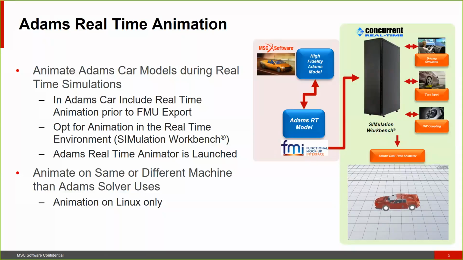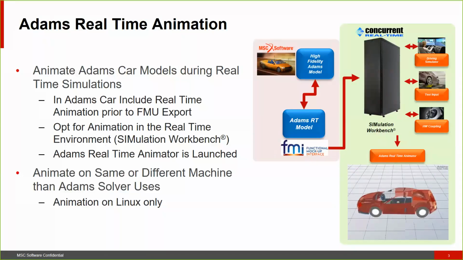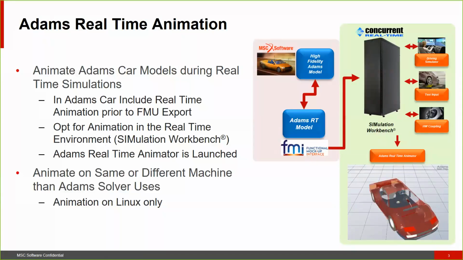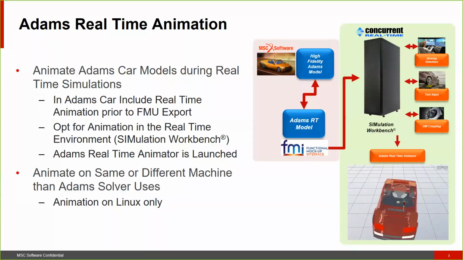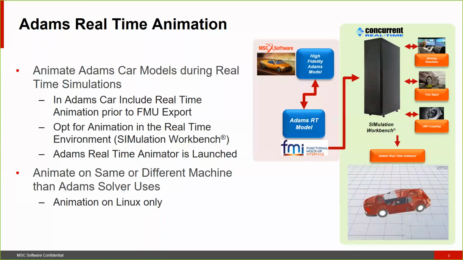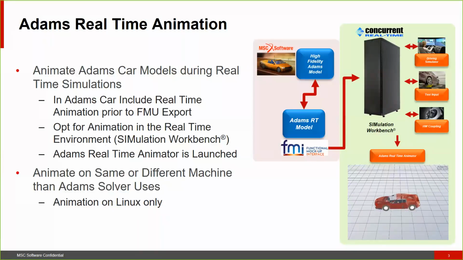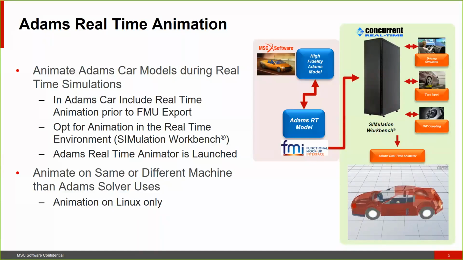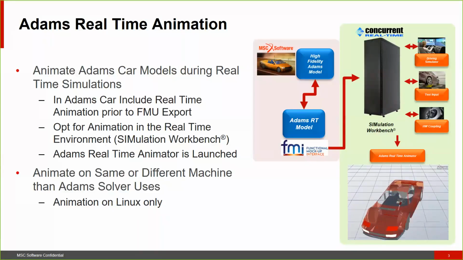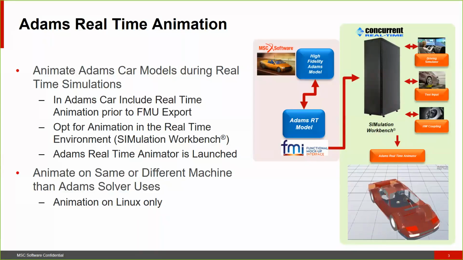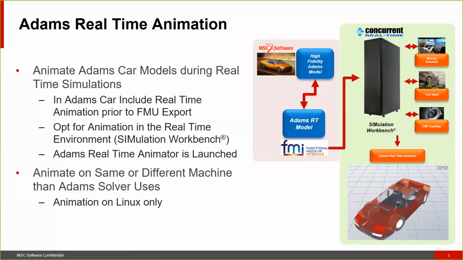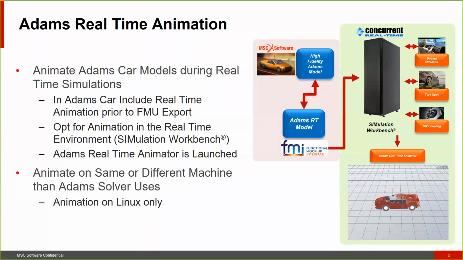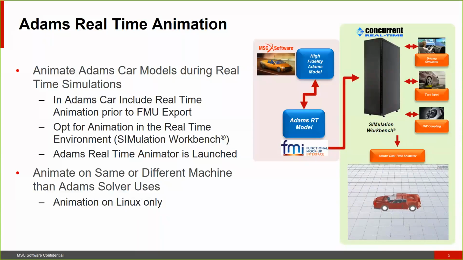turning, acceleration, deceleration, these kinds of things, and to get an idea of what's happening with the vehicle from an animation standpoint, as well as a result channel standpoint and behavior with the coupled hardware. So this animation does work on the same machine, or you can move it onto a different machine other than the one that the Adams solver is using during the real-time analysis, and this animation is limited to working on Linux platforms only at this point. So an exciting new feature for users of Adams real-time.